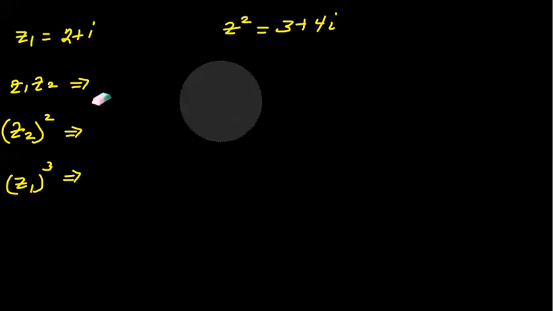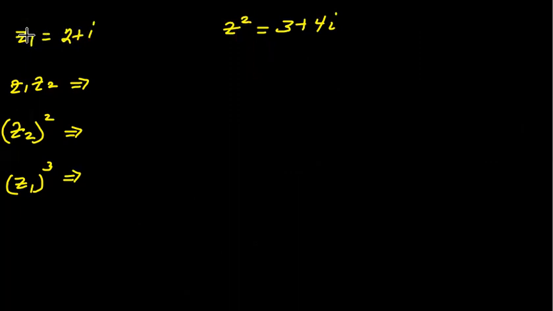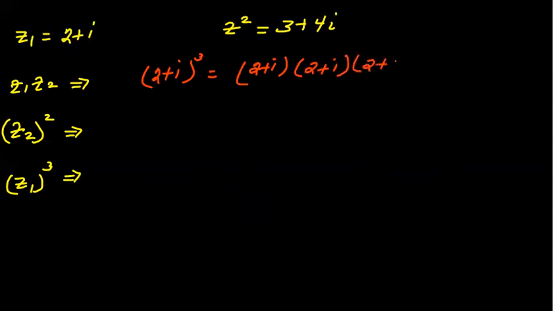And the third part says we're going to take Z1 and cube it, which means you have (2 plus i) cubed. Now, at this stage, you may not have yet learned how to cube a polynomial by identity, but you know what this means. This basically means (2 plus i) multiplied by (2 plus i) multiplied by (2 plus i). That's what this basically means, right?